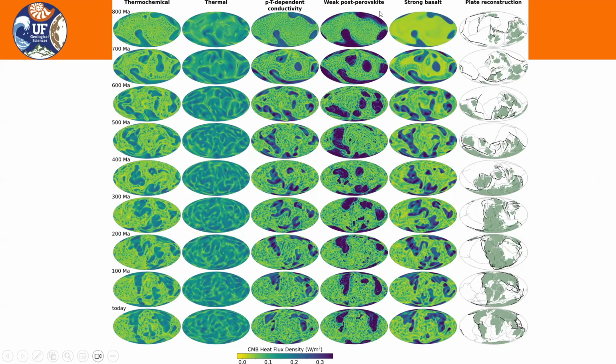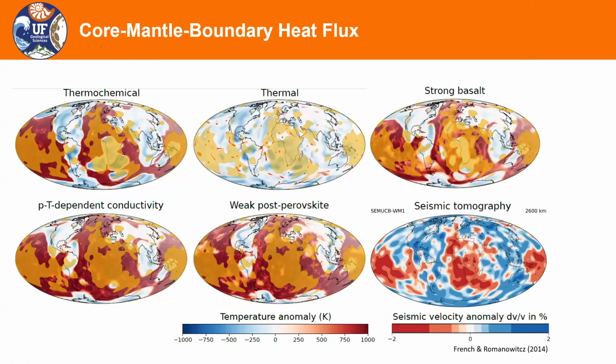First one here, that's called weak post-perovskite. We have reduced the viscosity of the post-perovskite phase by a factor of 100. And for the strong basalt model, we've increased the viscosity by a factor of 10 for the basaltic material. And what's really interesting to see here is when you go all the way down to the last time step, because this is really where we can see how realistic the end member of our models are, because this is where we can compare it to real data from seismic tomography.